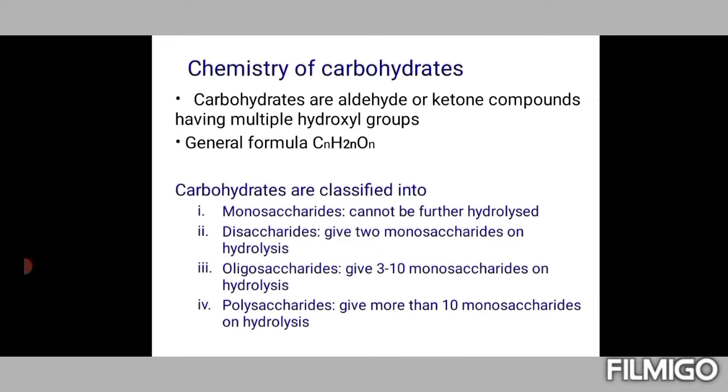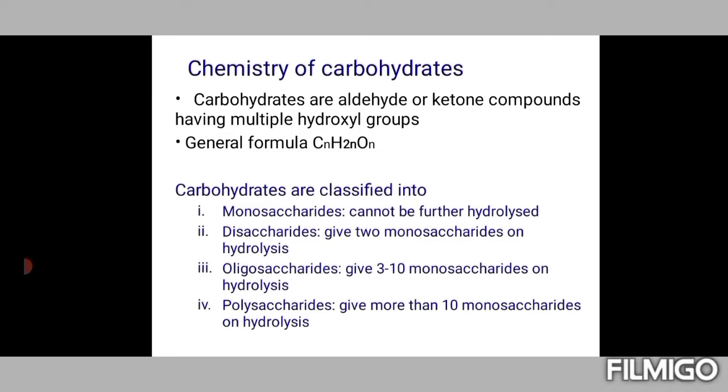They are actually hydrates of carbon, which means carbon with hydrogen and oxygen in the same proportion as is present in water. So H2O. So the general formula stands CnH2nOn. So for example, glucose has C6H12O6, like that.